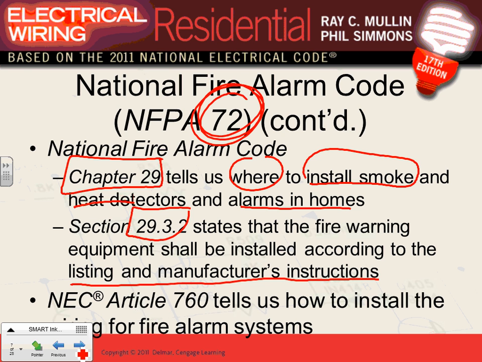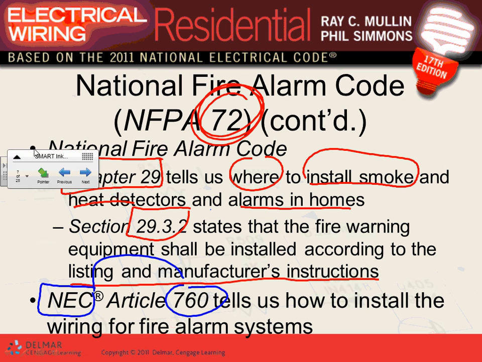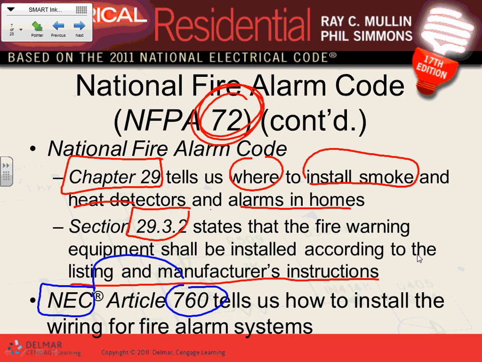Everything, guys, in an NEC code book and the 70 will tell you has to be listed. The equipment has to be listed for the purpose, and it has to be installed according to the manufacturer instructions. Okay, so the thing I really want to distinguish is the NEC code book, Article 760, that talks about the fire alarm system. In this one, it talks about the wiring, how to install the wiring for the fire alarm system.